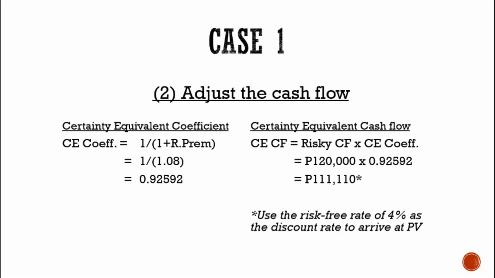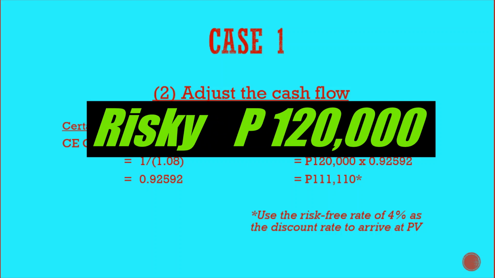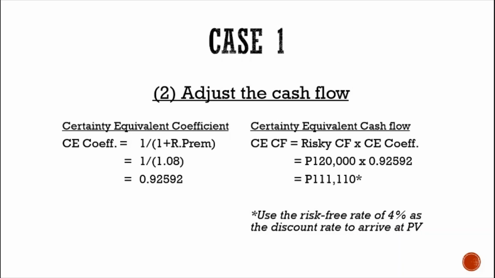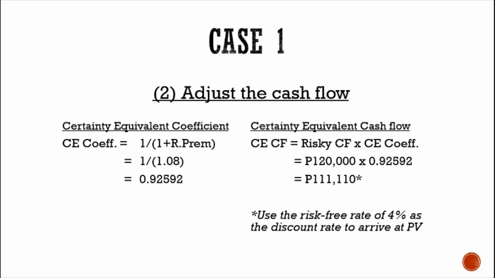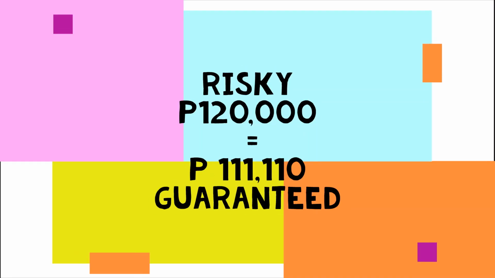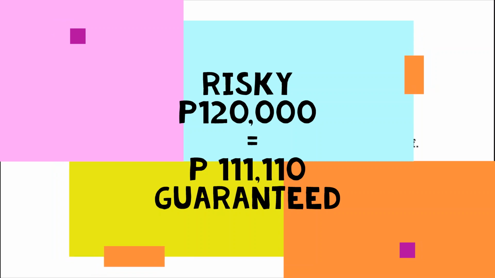Interpretation of the certainty equivalent cash flow. When we are given the option to earn 120,000 pesos from this investment or receive 111,110 pesos guaranteed, we will be indifferent between the two. There is risk in the former and none in the latter. We would treat them as equivalents.